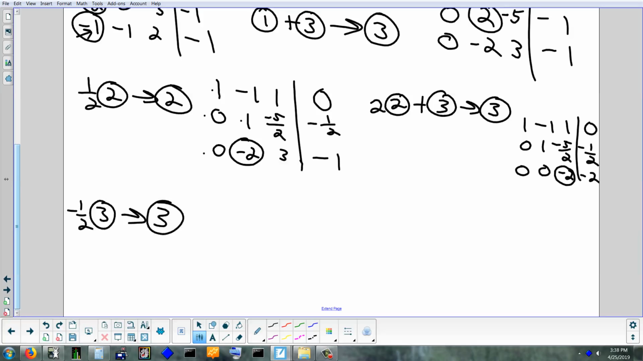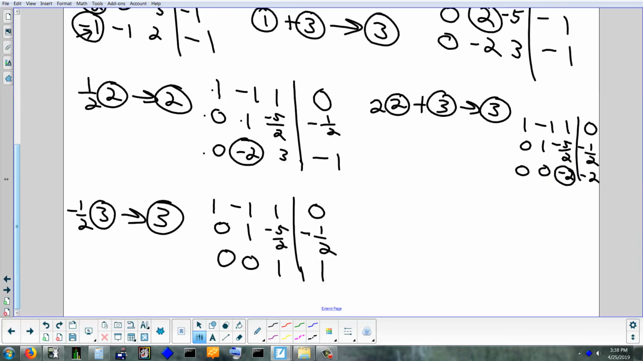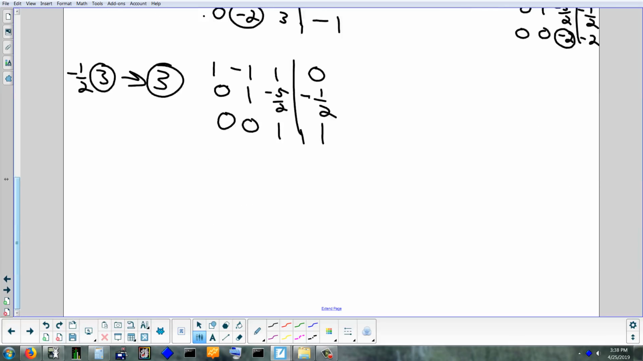Okay. What about rows 1 and 2? They stay the same. So 1, negative 1, 1, 0. Now, just multiply everything by negative a half. 0 times negative a half is 0. And then 0 times negative a half again, 0. And negative 2 times negative a half is 1. And negative 2 times negative a half, 1. So now, what does that last row say if you wrote it out?